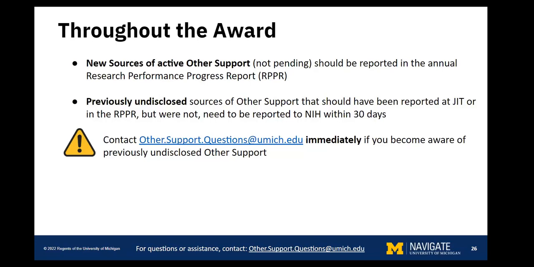So if you find yourself in that situation, or one of your investigators finds himself or herself in that situation, please reach out to the other.support.questions@umich.edu email group as soon as you learn about it, and then we will help work with you to figure out what needs to be updated, because bear in mind, depending on the situation, it may not just be the award where you neglected to include it on an RPPR that is impacted.